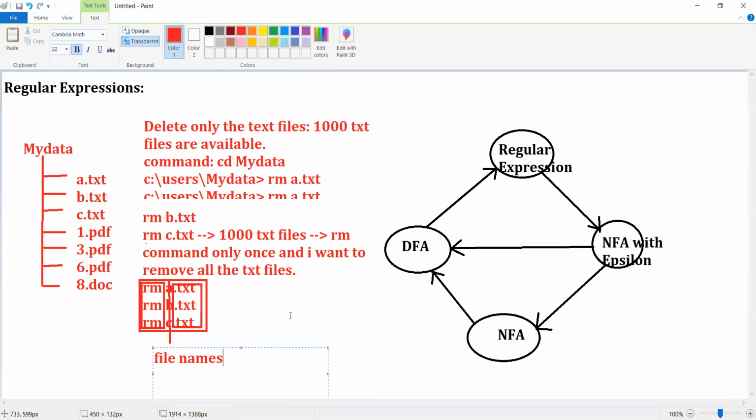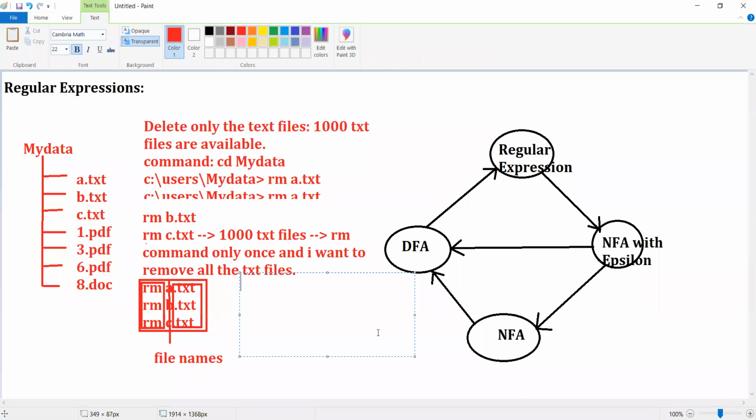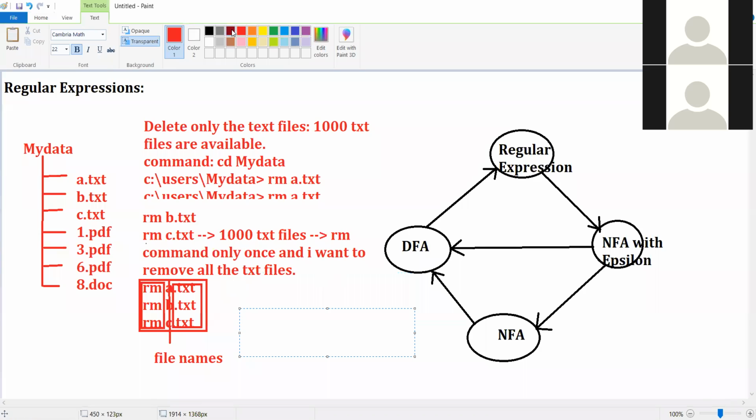I can get XYZ, or I can get A_BC, whatever the file name. But please try to understand that I am not worried about whatever file name I have for my file. What I actually want is that all my txt files need to be removed. Now, are you able to identify any common pattern over here? The command name rm is the same.